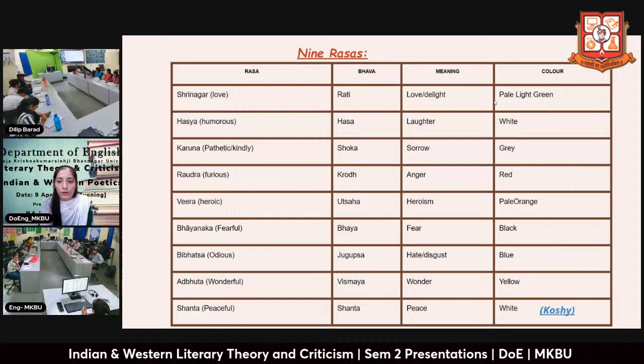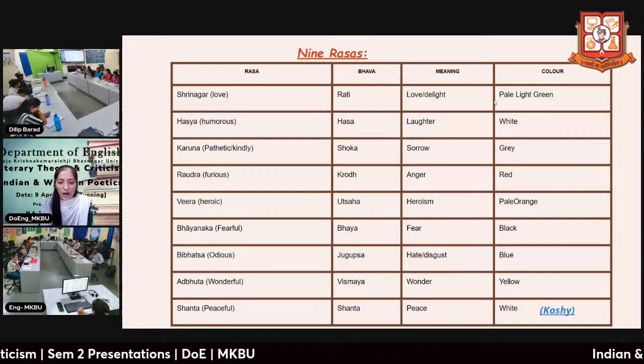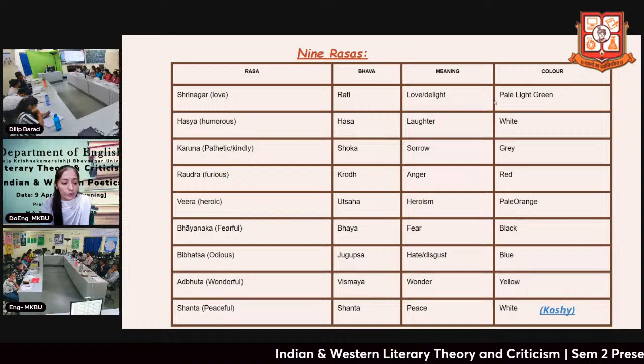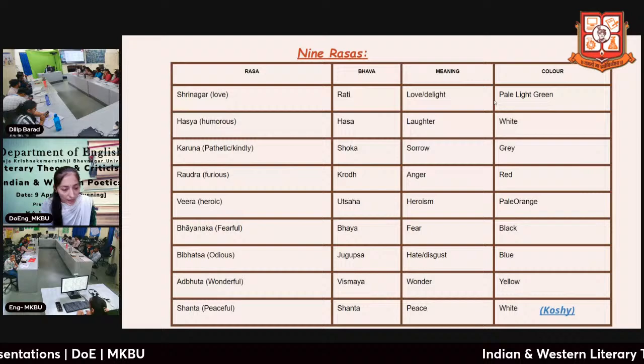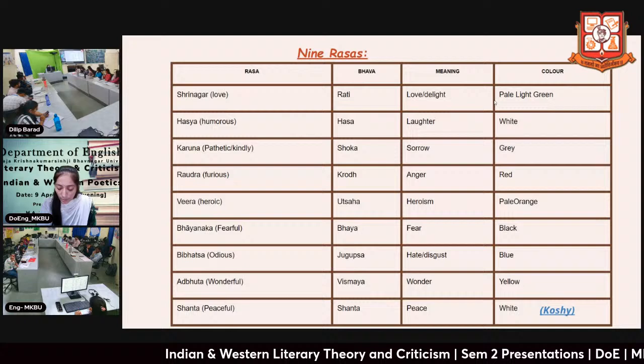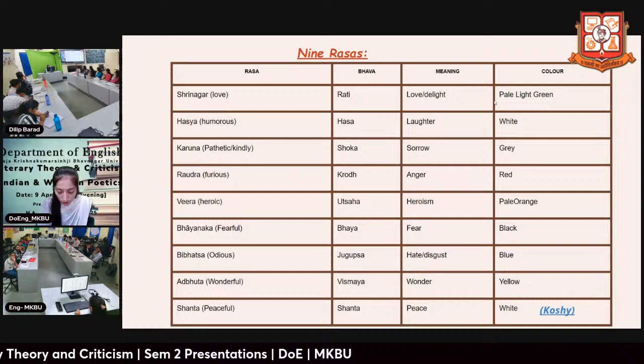Bibhatsa means odious, the bhav is jugupsa. We can feel hate or disgust with something, and the color is blue. Another rasa is adbhut, the associated emotion is vismay, meaning wonder, and the color is yellow. And the last is shant, peaceful. The bhav is shant, meaning peace, and the color is white. This idea of the table I took from Swapna Koshi's Rasa theory book.